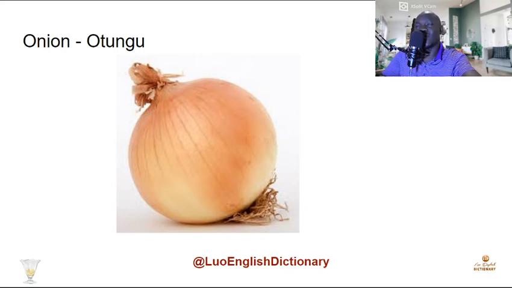So generally, onion is just the Swahili name, which means kitungu. So it means that the Luos, I don't know whether it didn't have onion or what. What's happening here? All right, let's move on.